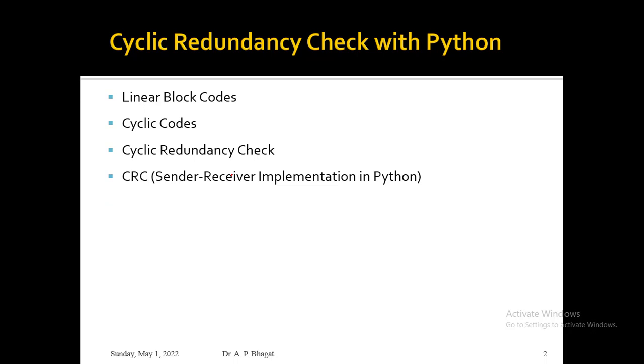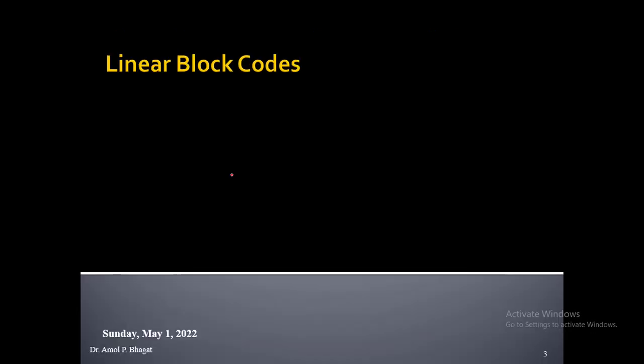So we'll design or implement a sender which will be sending data, and the receiver which will be receiving data, and it will be checking whether errors have occurred or not by using CRC codes, right? So first we will discuss what we mean by linear block codes.